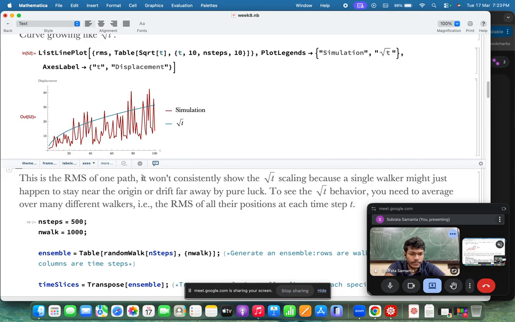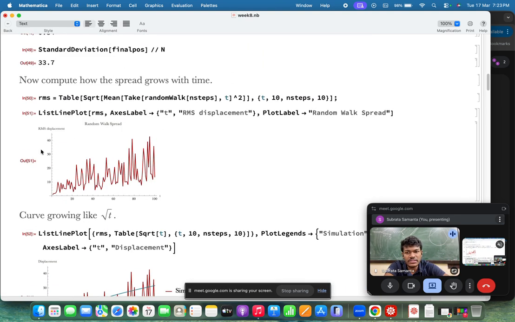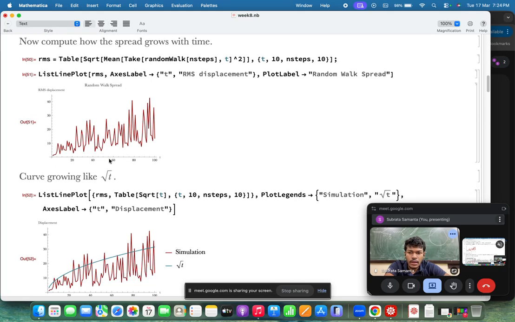So you need to average over many different workers, and then calculate the RMS of all their positions at each time stamp t. Basically, at every time stamp t you calculate the RMS of many different workers, and each worker has a different path. So far I just calculated for one path, one worker. Now we have to do it for many workers.